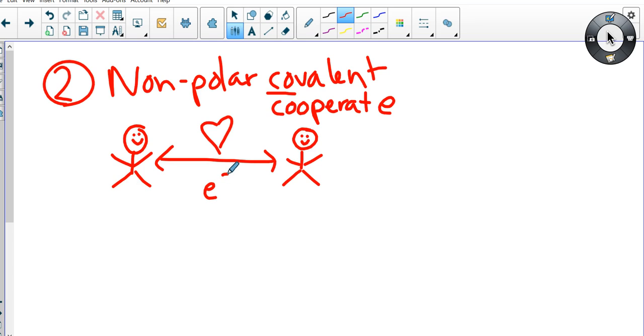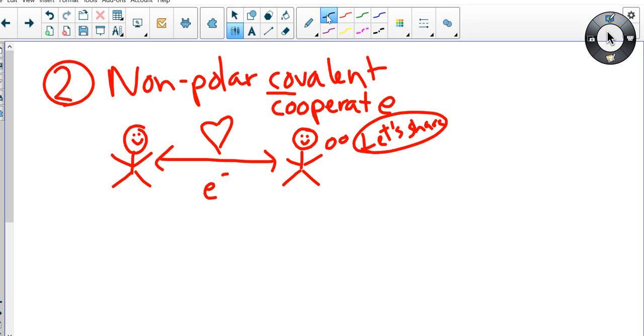Electrons are getting shared. Let's share. So when you go and do the math for this, it's going to have to be less than 0.5, but let's write down the rest.